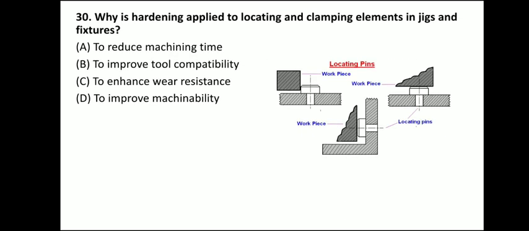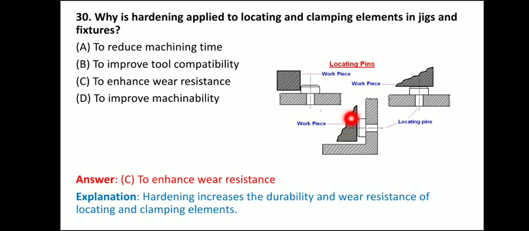Next question. Why is hardening applied to locating and clamping elements in jigs and fixture? So these are your locating elements. See, these are the locator pins. Now why is hardening applied over that locating pin? So the answer is to enhance wear resistance. See, here you are mounting the workpiece over this locating element. So there will be wear and tear, right? So basically you want to increase the wear resistance of this locating pin. So hardening increases the durability and wear resistance of locating and clamping elements.